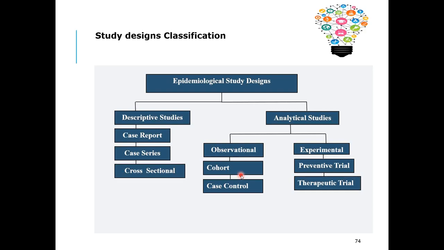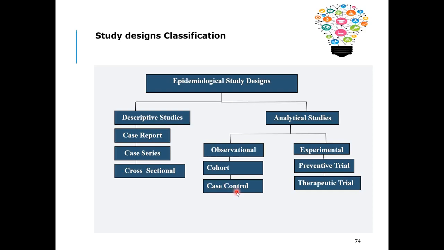For example, if we take a population in which some people are smokers and some are non-smokers, it means some are exposed and some are non-exposed. And then we will move forward and see after 20 years what the incidence of lung cancer was among smokers and among non-smokers. So we are just observing and moving forward in time. While in case control studies, we take cases and then we compare them with controls.